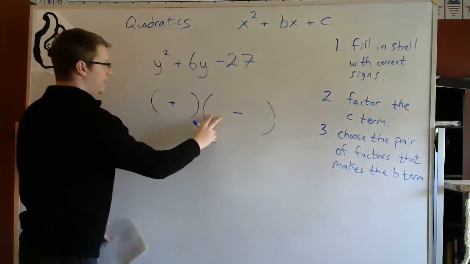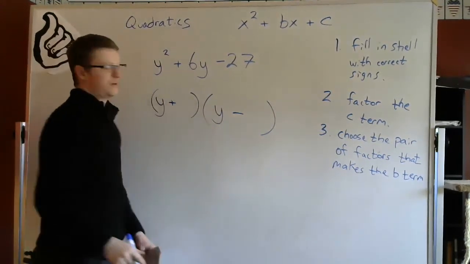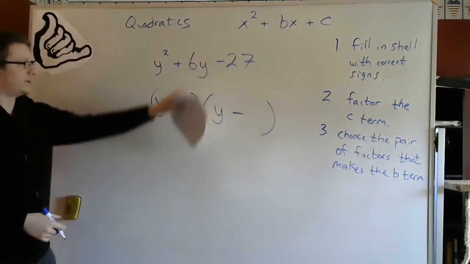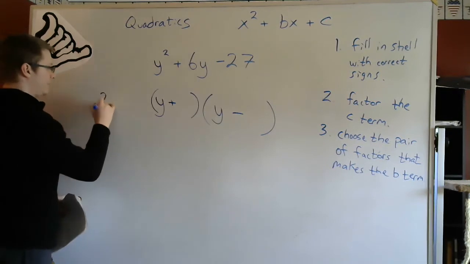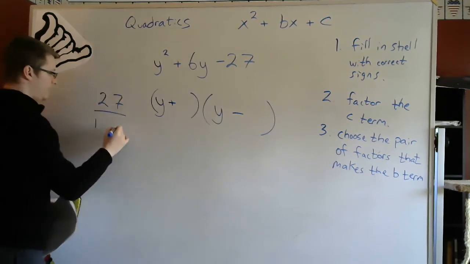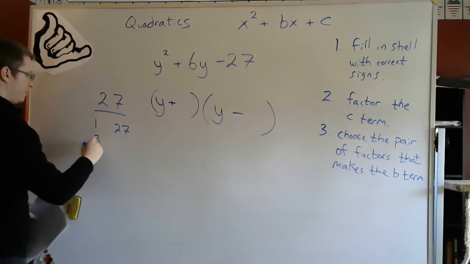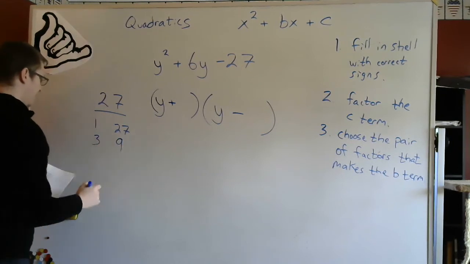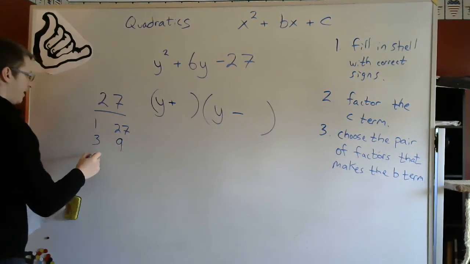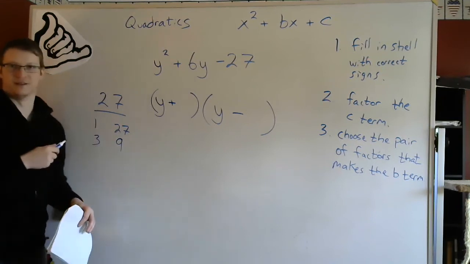Fill in the thing at the beginning. I've got a y squared here. So to make that, we do y times y. And we keep following the same steps that we did before. Write down the factors of your C term. So for 27, I've got 1 times 27. 2 doesn't go into it, but I think 3 goes into 27. 3 goes into 27 9 times. So 4, no. 5, no. 6, no. 7, no. So that's it.